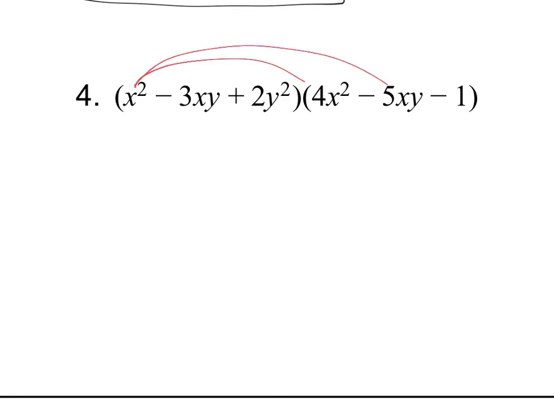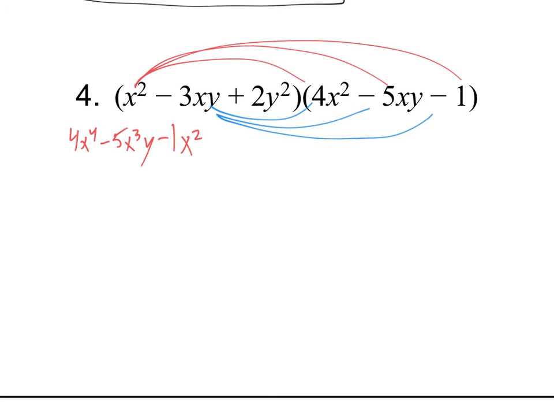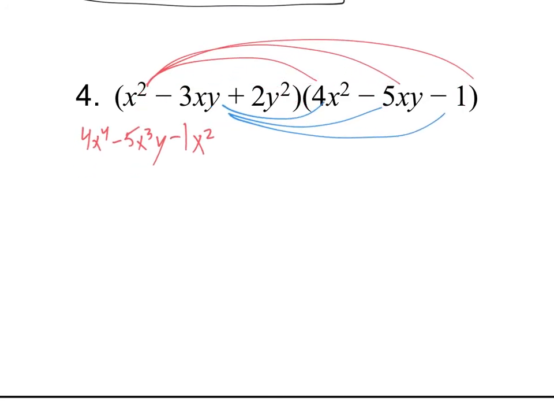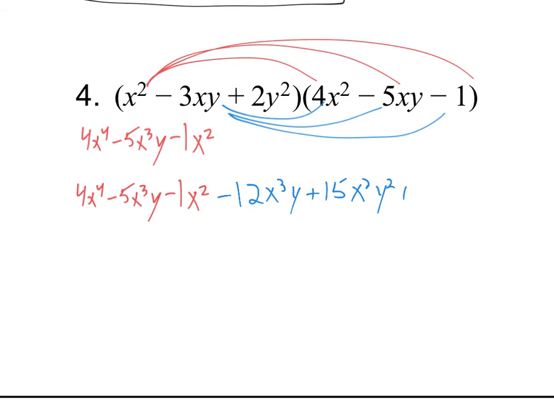So let's multiply our x squared in there first. It'll be 4x to the 4th minus 5x cubed y minus 1x squared. Now we'll get our negative 3xy. Remember, that's a negative 3xy, so be conscious of that negative sign. Let me see if I can move things down here a bit. There we go. So that would be a negative 12x to the third y plus 15. Remember, negative 3 times negative 5, x squared y squared plus 3xy.